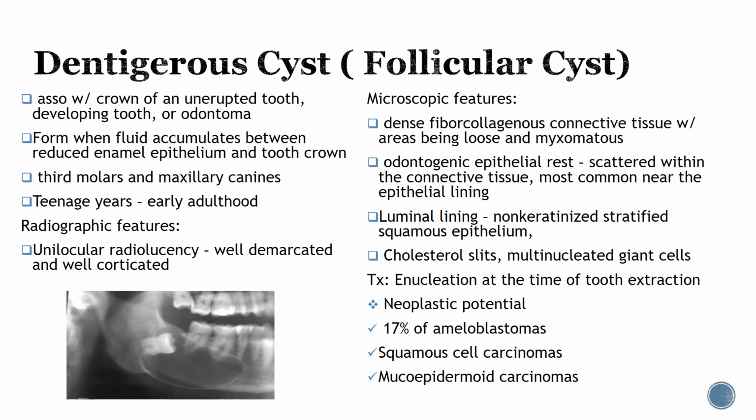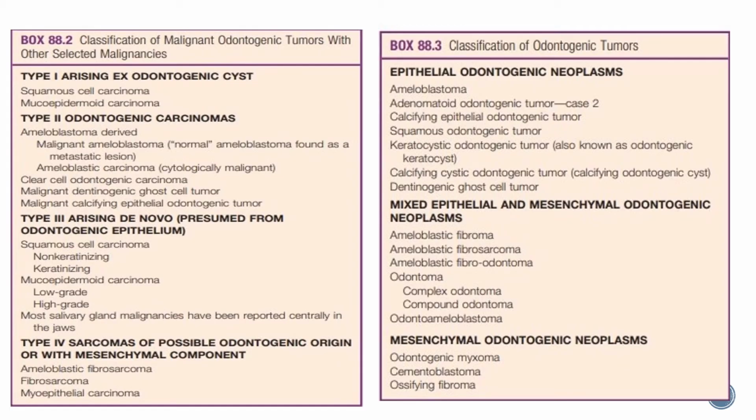Neoplastic potential: these cysts appear to retain the ability to transform into true neoplasms, and one study showed that 70% of ameloblastomas were associated with an existing dentigerous cyst. Both squamous cell carcinomas and mucoepidermoid carcinomas have been reported in association with dentigerous cysts. Malignant transformation of odontogenic cysts is fortunately a rare occurrence but nonetheless occurs.